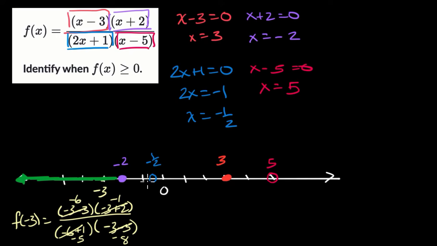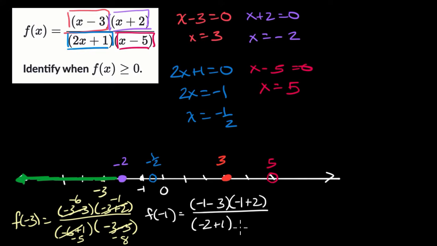So let's try at negative 1. So f of negative 1 is equal to negative 1 minus 3 times negative 1 plus 2, all of that over 2 times negative 1, that's negative 2, plus 1 times negative 2 minus 5. Our denominator, let's see, this is a negative 1. This is a negative 7. Our denominator is still positive, but our numerator over here is now, this is going to be negative 4, while this is going to be positive 1. So our numerator is now negative. A negative over positive is a negative. So we're going to be less than 0 here. So let's exclude this interval. This interval right over here, we're going to exclude it.